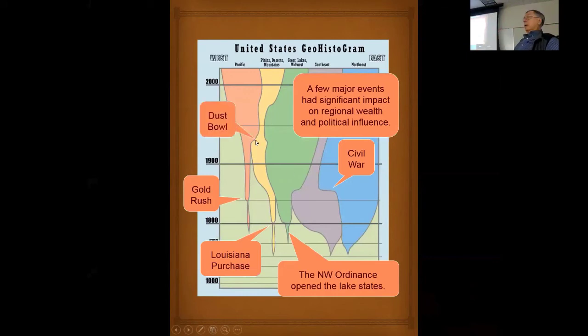So the Dust Bowl was a radical drop in the political clout of the Great Plains. Not just loss of population, but loss of wealth and loss of political influence. The populist uprising had the effect of taking a lot of committee chairs out and replacing them with young people that had relatively little influence in Washington.